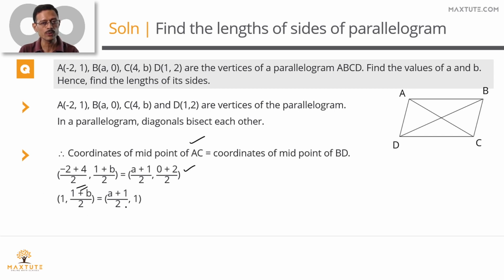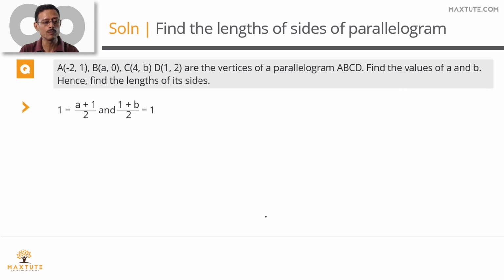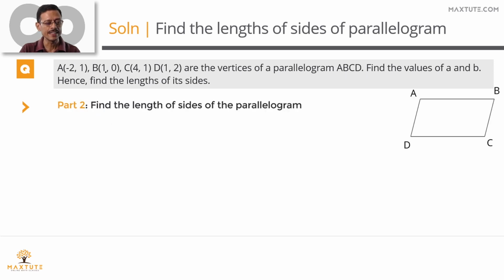So 1 will be equal to (A plus 1) by 2. (1 plus B) by 2 will be equal to 1. Solving for A and B, we get A equals 1 and B equals 1. Now what will be the coordinates of the point? The A is replaced with a 1 and B is also replaced with a 1.